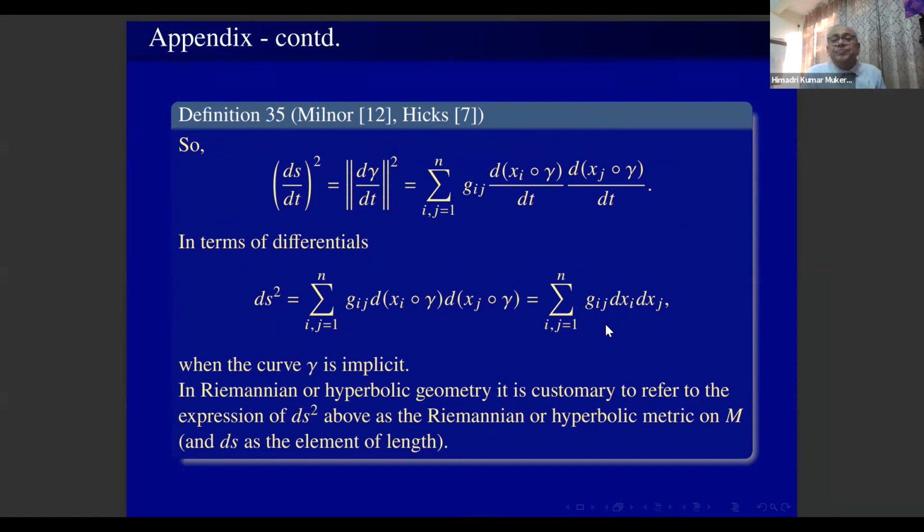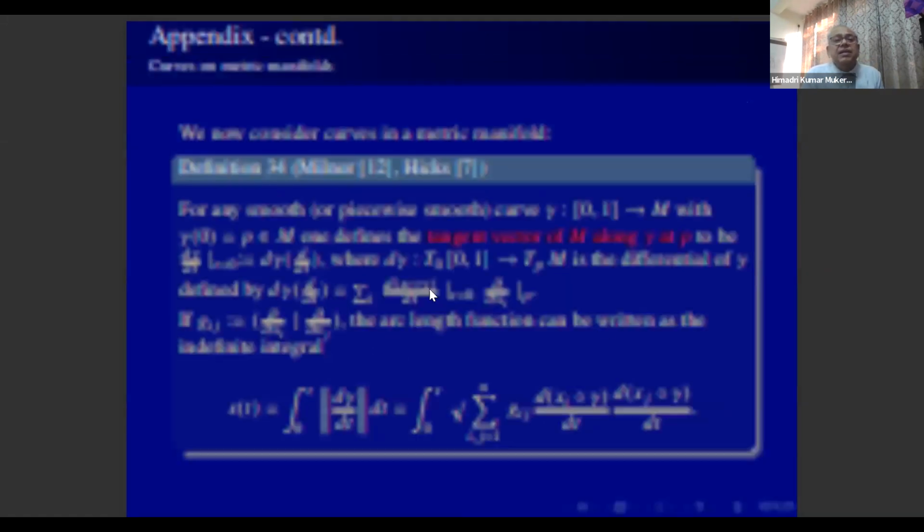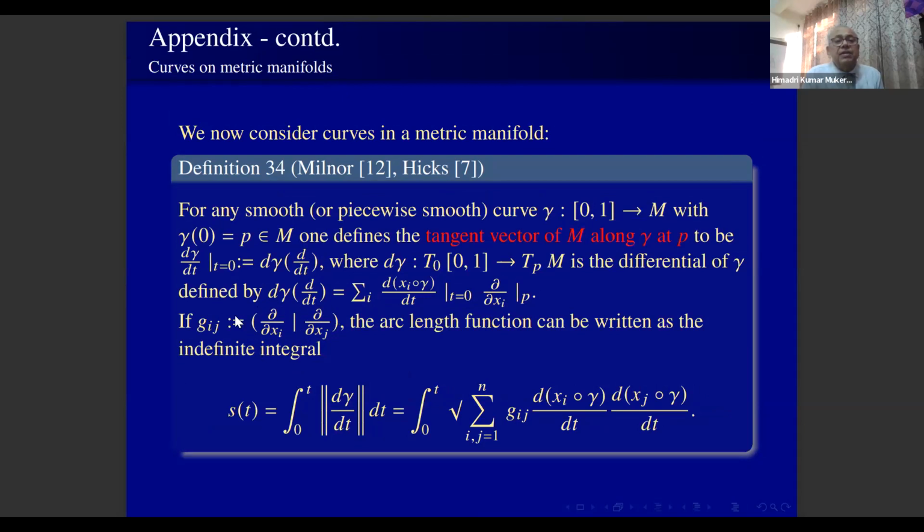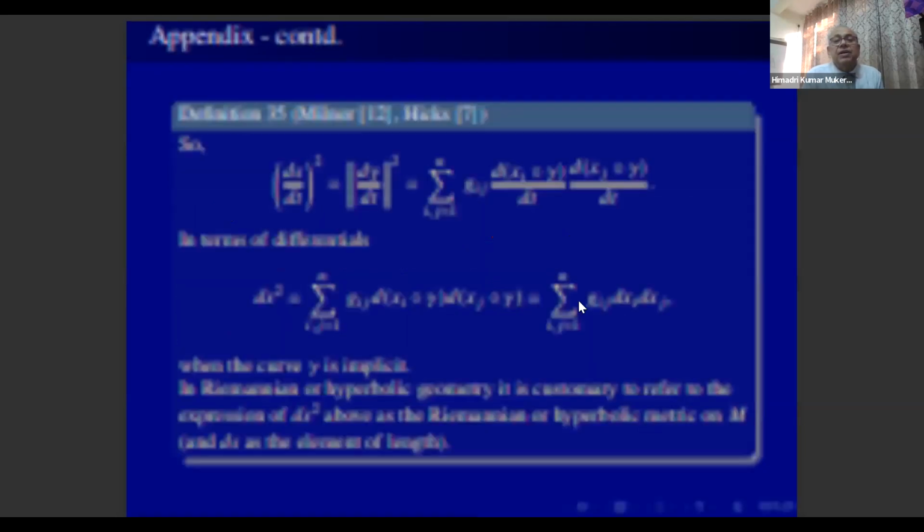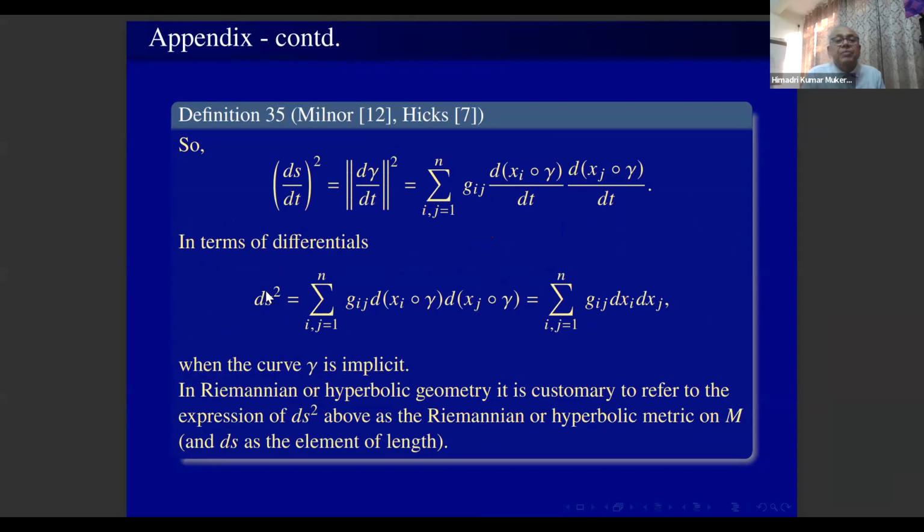So essentially g_ij is the inner product, isn't it? g_ij gives you the inner product, and here we are representing ds² equal to g_ij. So essentially this is represented by g_ij, when the curve is implicit here.